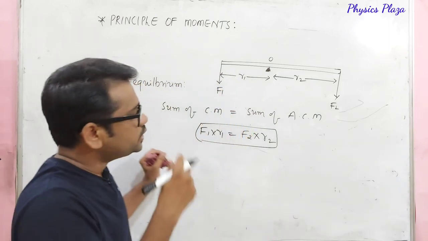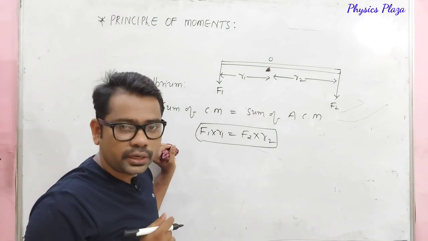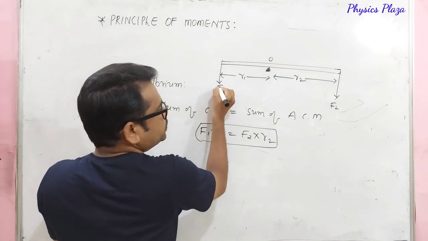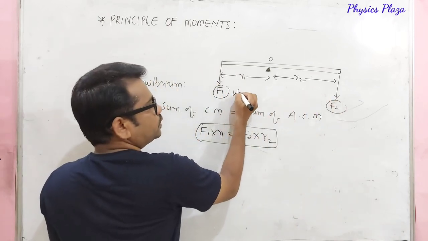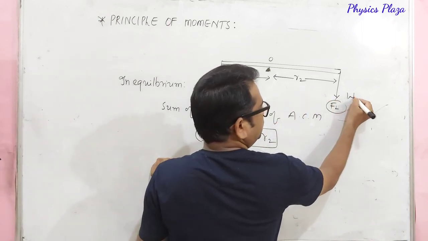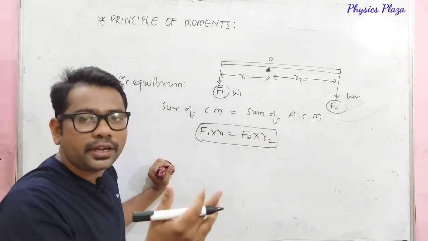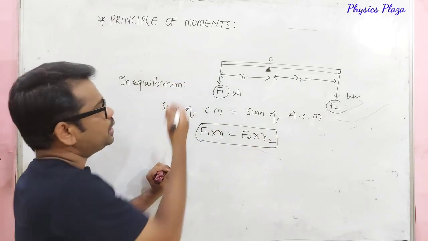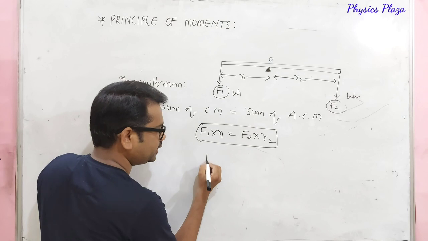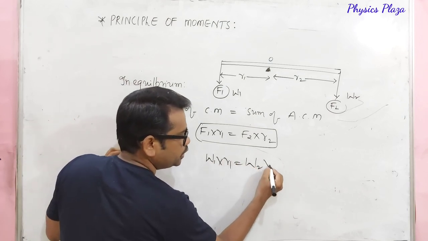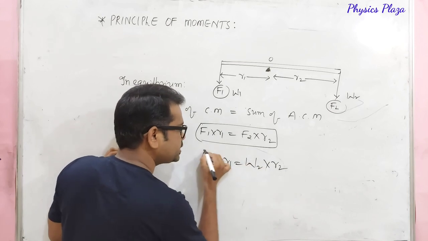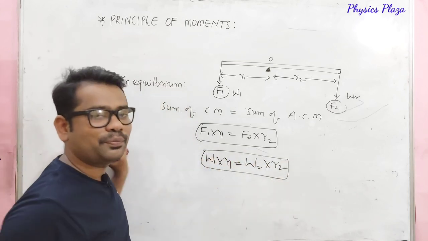Dear children, here is one more thing to learn. Instead of forces F1 and F2, sometimes weights will be given, weights W1 and W2. In that case also, we can apply the principle of moments and write W1 into R1 is equal to W2 into R2. This is because W is nothing but a force.